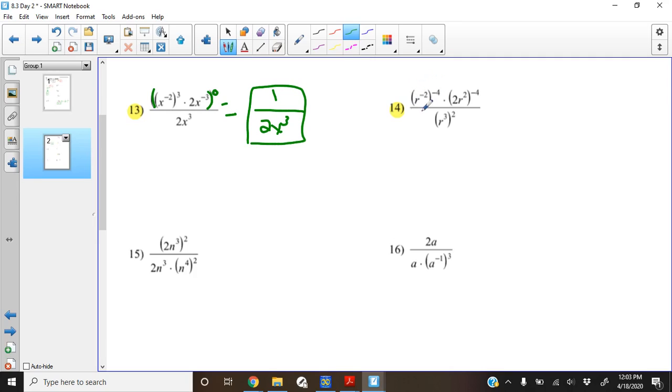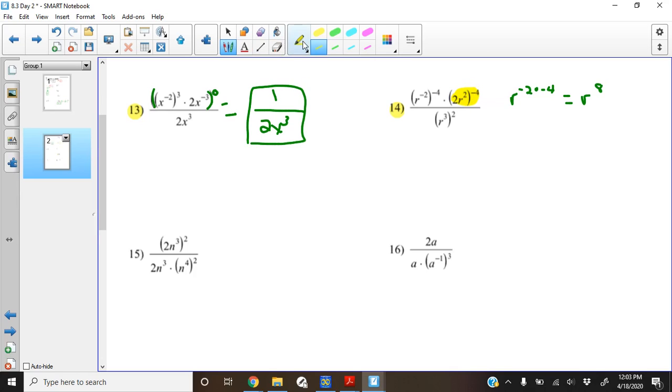Let's first look at r to the negative 2 being raised to the negative 4. Now, when you do a power to a power, what do you do to those exponents? You multiply them. So that's really r to the negative 2 times negative 4. And what's negative 2 times negative 4? Positive 8. Okay, and now let's look at the second exponent that we have here.